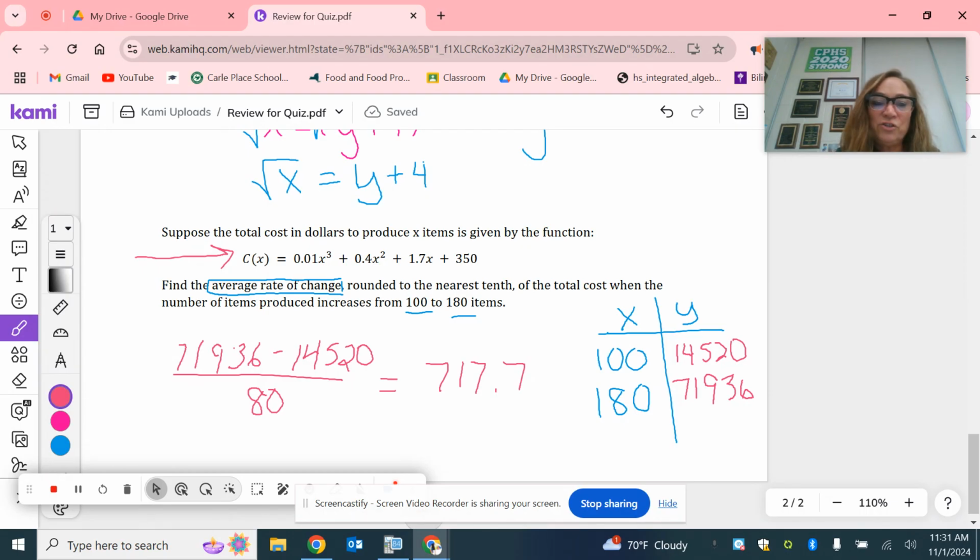And find the average rate of change, and that's it. It would be total cost in dollars to produce, so it would be like money per item.